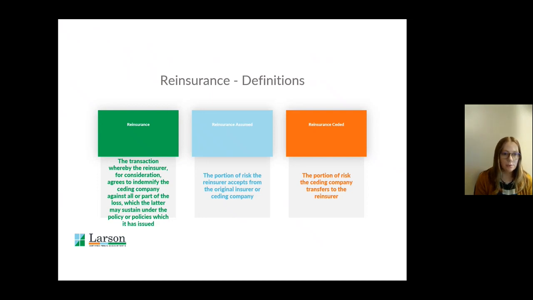Reinsurance assumed is a portion of risk that reinsurers accept from the original insurer or ceding company. So this is the company that takes on the risk from a different life company. Reinsurance ceded is a portion of a risk the ceding company transfers to the reinsurer. So that's the life insurance company with the policy cedes, or transfers, that risk to the reinsurer.